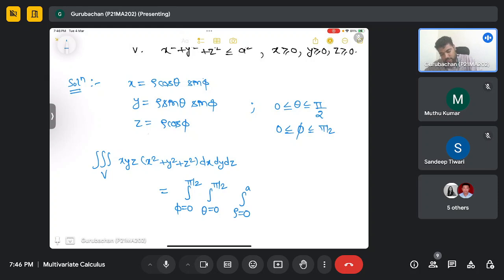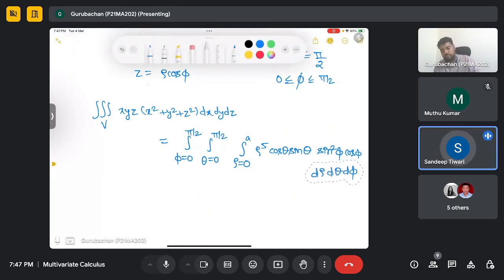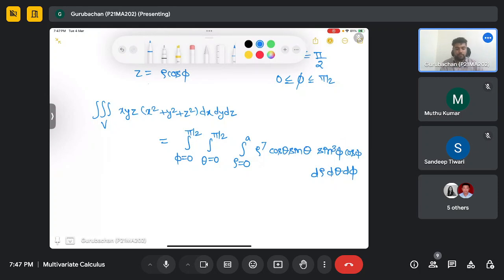All of these three multiplications will give us rho cube cos theta sin theta sin square phi cos phi, and one other rho square with the help of x square plus y square plus z square. This will give us rho to the power 5 d rho d theta d phi. And what is the Jacobian? There should also be a Jacobian, no? What is the Jacobian in spherical coordinates? Sir, rho square sin phi d rho d phi d theta. Rho square sin phi. So this will increase two more powers here, and one power here. Okay. Now integrate this and tell me what is the answer.